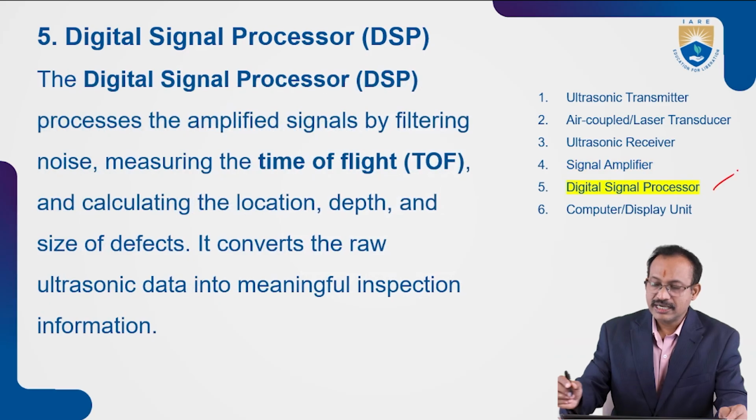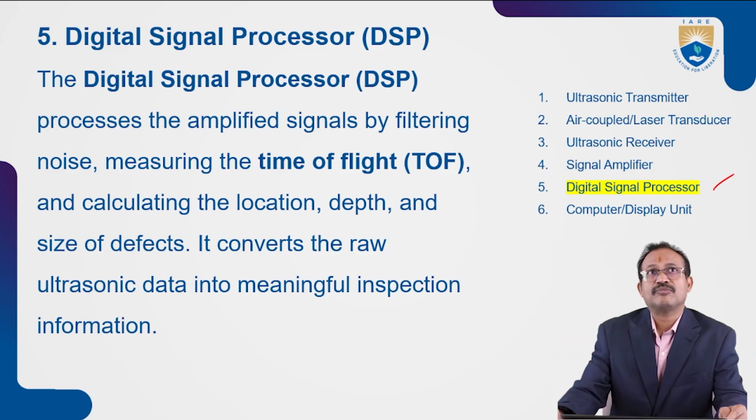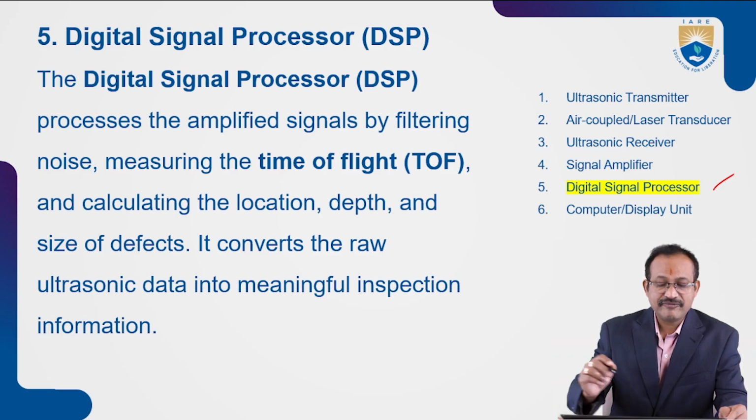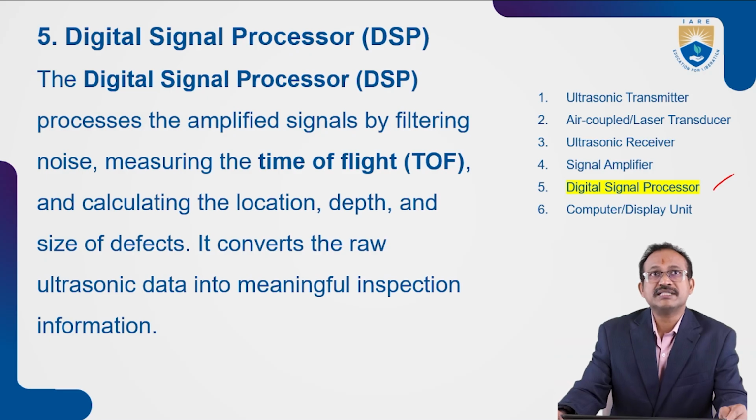Fifth one, digital signal processor, DSP. The digital signal processor, DSP, processes the amplified signals by filtering noise, measuring the time of flight, TOF, and calculating the location, depth, and size of defects. It converts the raw ultrasonic data into meaningful inspection information.